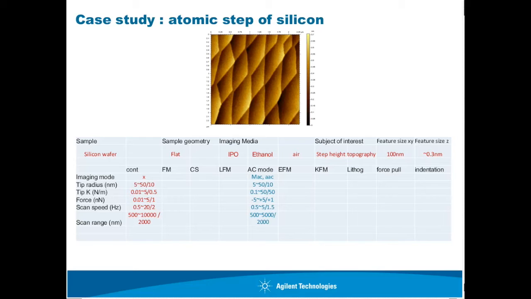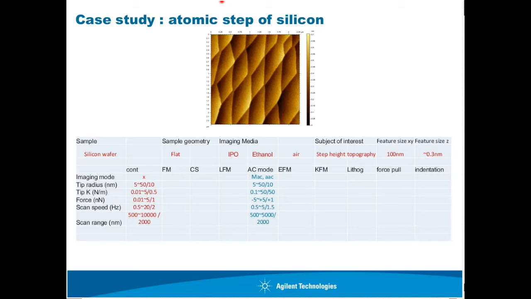So ideally, use a relatively dull tip, because as I said, when you're imaging step height, it doesn't matter about the width, and a dull tip works as well as a sharp tip. And then a spring constant of 0.5 is also ideal. From 0.01 to 5 will all work. Force about 1 nanonewton, scan speed 2 hertz, and 0.5 to 20 hertz will work. And a scan size of about 2 microns gives you a very ideal, beautiful image. In this case, an image of 3 microns is very similar to it.